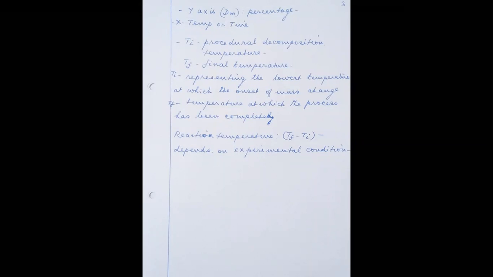So the experimental conditions play an important role in the reaction temperature. When you change the atmosphere, the reaction temperature changes. When you change the quantity of the substance taken, then the reaction temperature changes. Sometimes the transition and other things are intensive properties. Actually, the transition temperature is an intensive property.